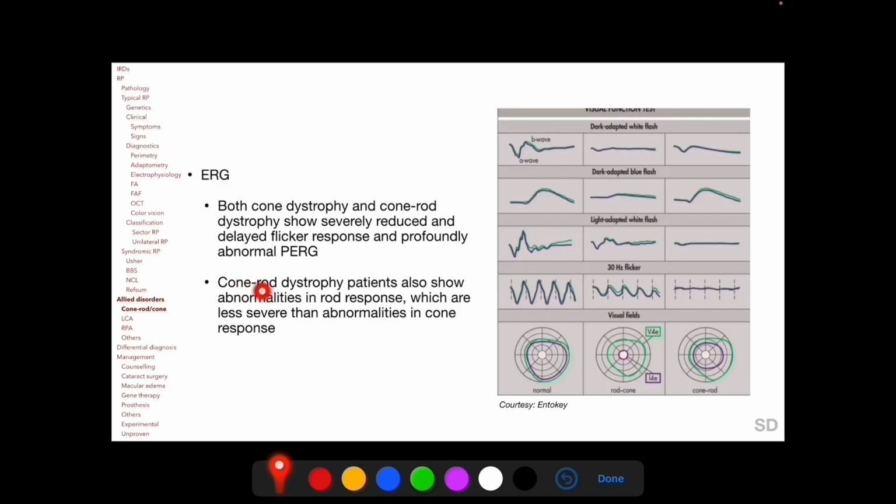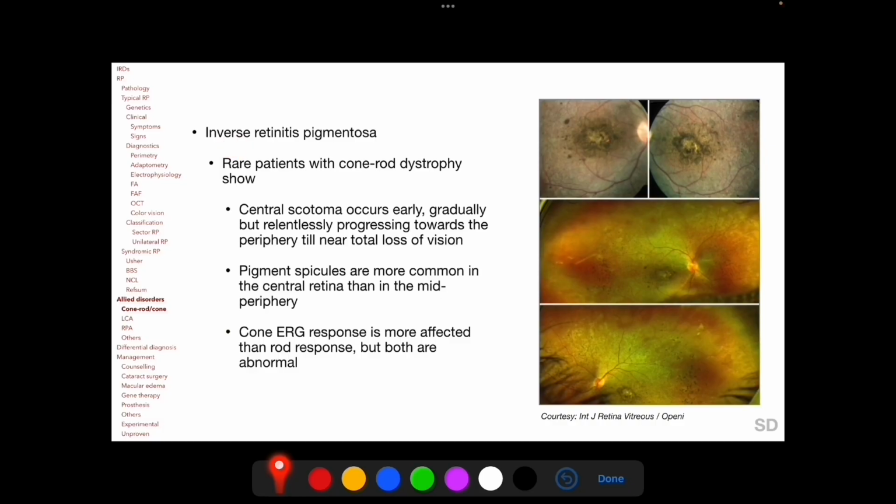Cone rod dystrophy patients but not cone dystrophy patients also show abnormalities in rod response as shown by this tracing to a dark adapted bright flash stimulus, but the rod response is less severely affected than the cone response to light adapted bright flash stimulus and the cone response to flicker stimulus in patients with cone rod dystrophy, which is just the reverse of the response from the eyes of patients with rod cone dystrophy, and this is important to remember. Inverse retinitis pigmentosa is not a rod cone dystrophy but is a rare variant of cone rod dystrophy.